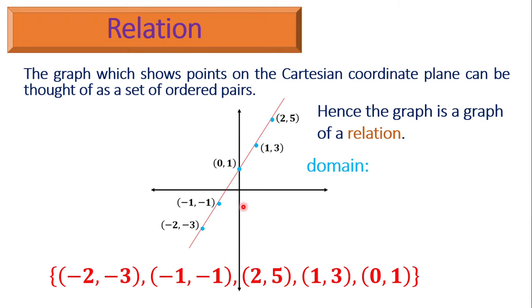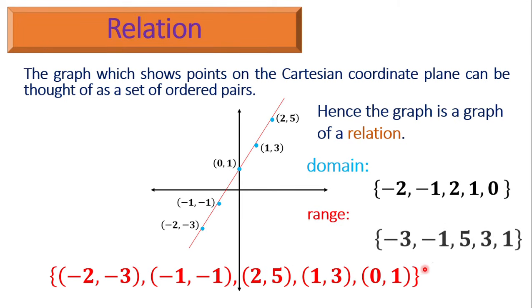Where our domain is negative 2, negative 1, 2, 1, and 0. Our range is negative 3, negative 1, 5, 3, and 1. So, yan ha. So, naiintindihan nyo ang ating ginagawa.